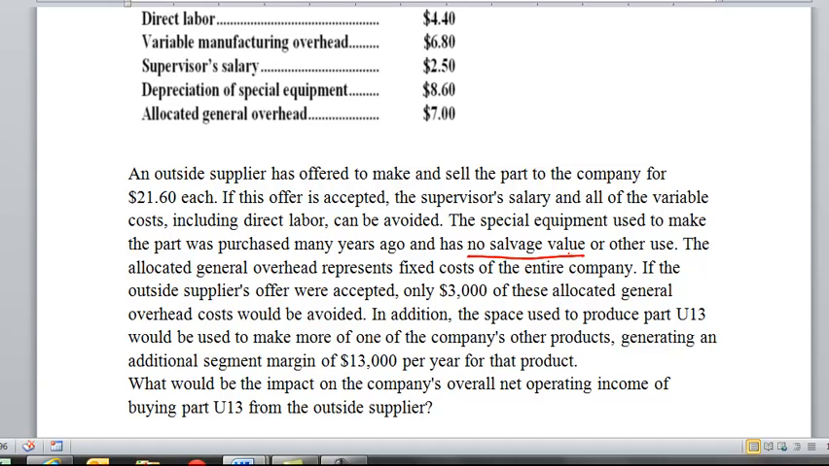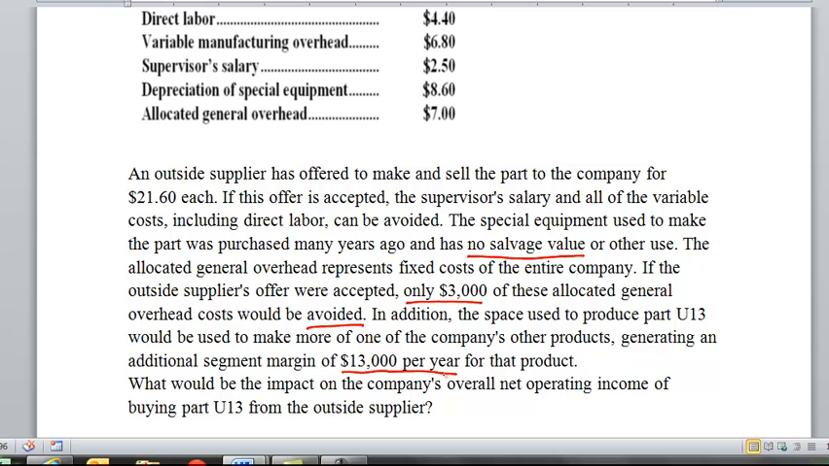If the outside supplier's offer was accepted, only $3,000 of those allocated general overhead costs would be avoided. So you could only lose $3,000 of that cost. In addition, the space used to produce the part U13 would be used to make more of the company's other products, generating an additional segment margin of $13,000 per year. What would be the impact on the company's overall net operating income of buying part U13 from the outside supplier?